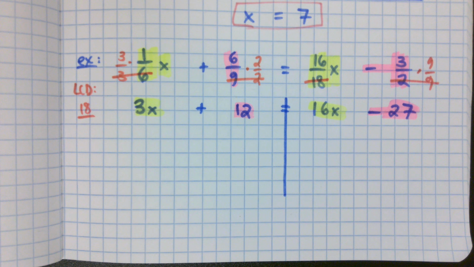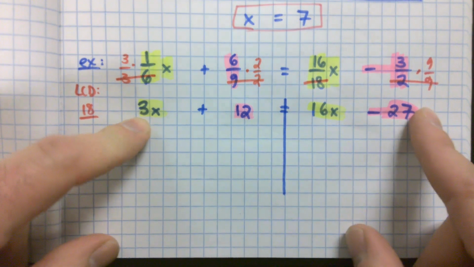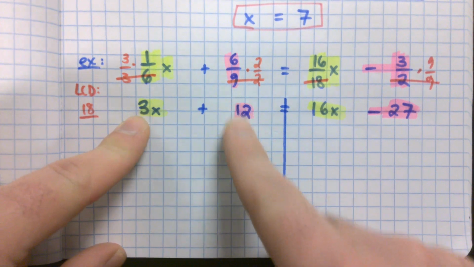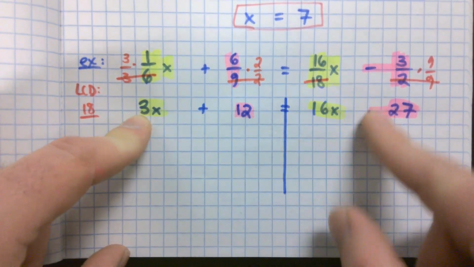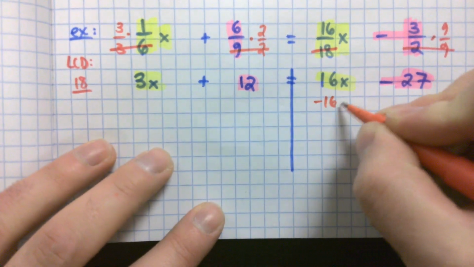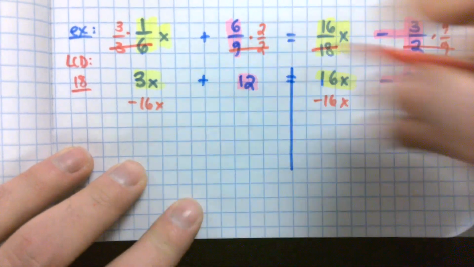Give you guys a few moments to highlight those, and then we'll get to solving. Who can see what I need to do now? I've got a variable and a constant, variable and a constant. Just like always, I want to bring my variable to the left, bring my constant to the right. So what can I do with this 16x? Subtract it from both sides. Minus 16x, minus 16x.